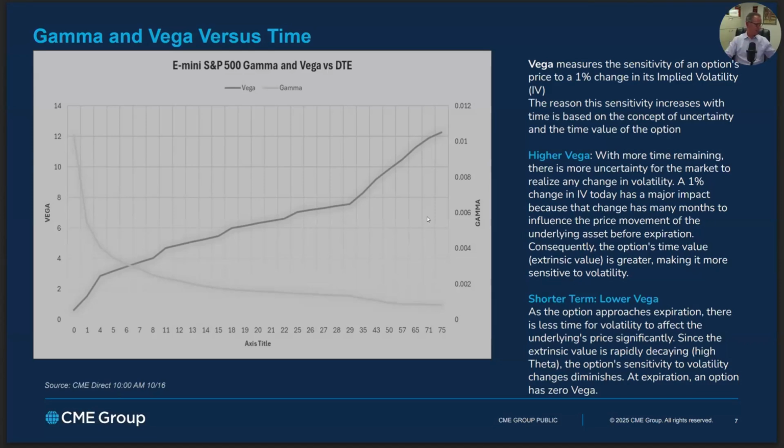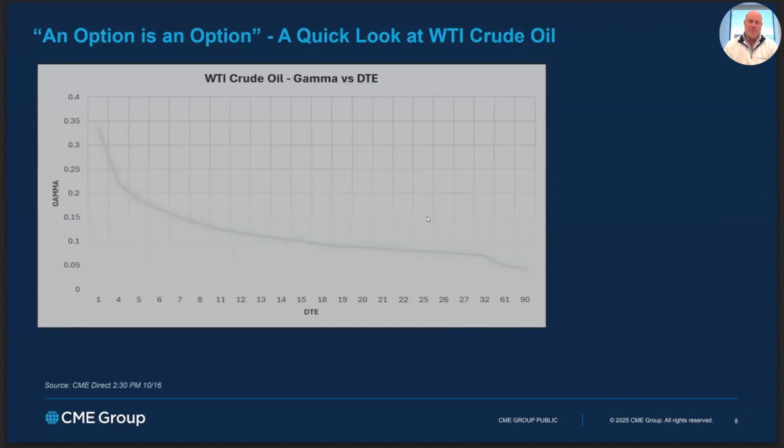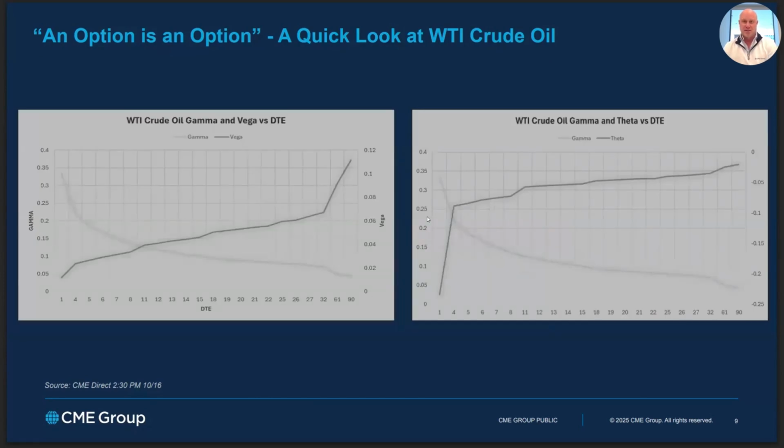No doubt about that. I put these on because I wanted to show that an option is an option, and that's one of the cool things about options. We're talking about options on futures today. You may be trading options on stocks. What I love about options is it's all math. So I did the exact same thing with CME's WTI crude oil options as I just did with the E-mini on the same day. And look, they all look the same. Gamma works the same. Vega works the same.